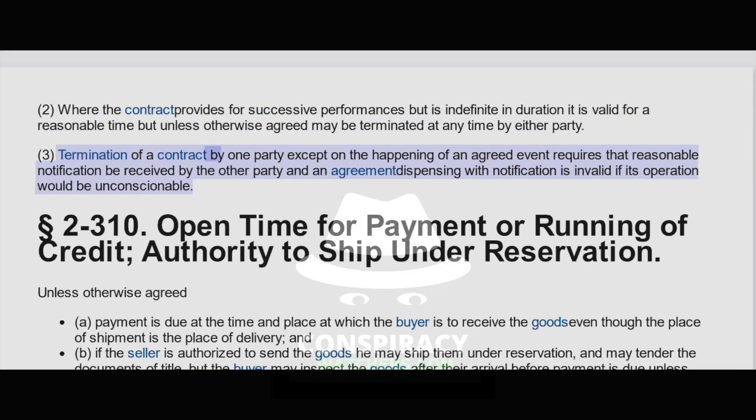Termination of a contract by one party except on the happening of an agreed event requires that reasonable notification be received by the other party, and an agreement dispensing with notification is invalid if its operation would be unconscionable.